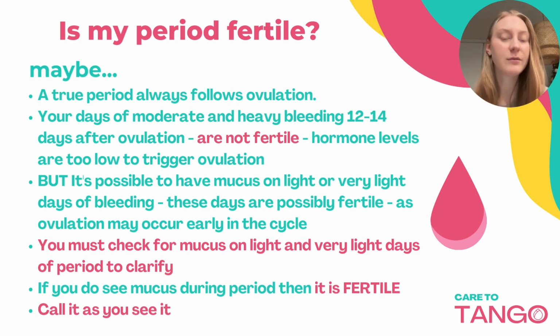And remember that whenever we have cervical mucus, if there is sperm present, it can keep it alive for up to 5 days. So therefore, you must check for mucus on light and very light days of your period to clarify. If you do see mucus during your period, then it is fertile. You need to call it as you see it.